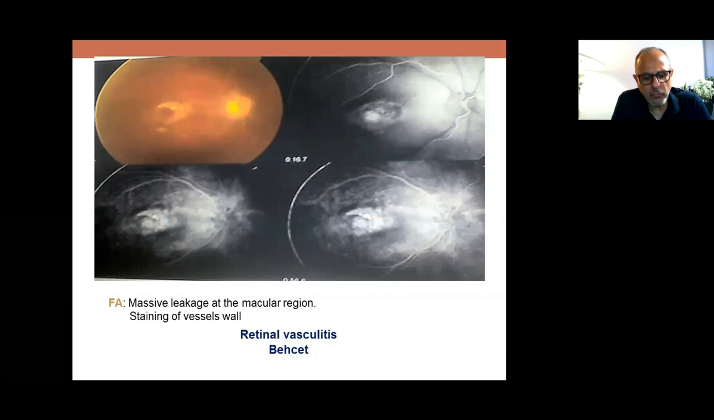And this is the most often presentation of patients with Behcet from the ophthalmological point of view. It's almost 70% of patients who would have some sort of vasculitis, retinal vasculitis, often with macular edema, macular ischemia, and pale disc. These patients, what I would like to ask you, what is the criteria for diagnosing a patient with Behcet?